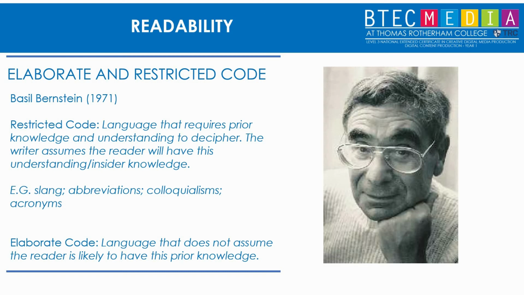So for example, if you were looking at that from Heat magazine, you would be very safe to assume that the reader of Heat magazine would know what TOWIE stands for. You don't need to explain it, you don't need to put it in full detail, because you assume they know, okay? And that's essentially what we mean by restricted code.